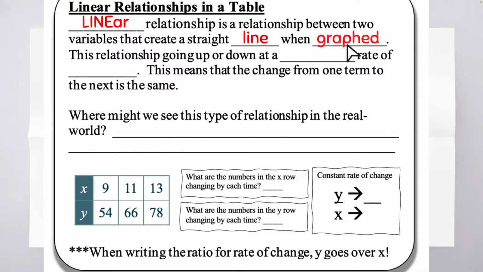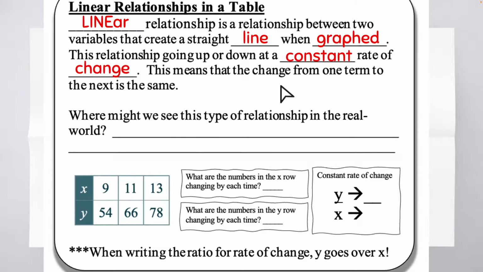Hopefully you noticed I made this kind of funny. The line part of linear is bold or capitalized because line, linear, I'm hoping we make that connection. So if I hear linear relationship, I should automatically know that it's going to be a straight line when graphed, which just means that it has a constant rate of change going up or down. It's changing by the same amount each time. So this means that the change from one term to the next is the same.